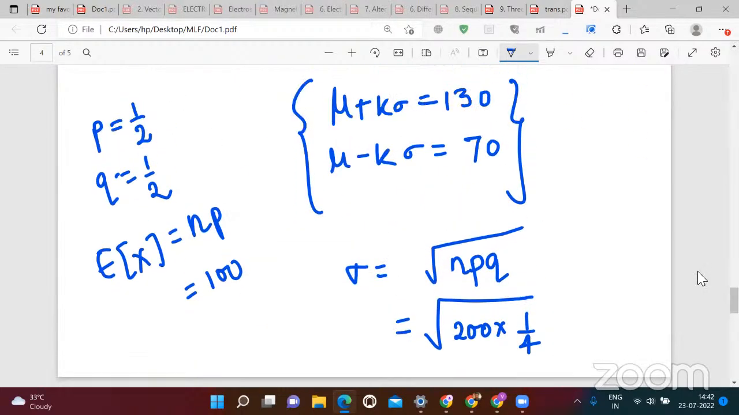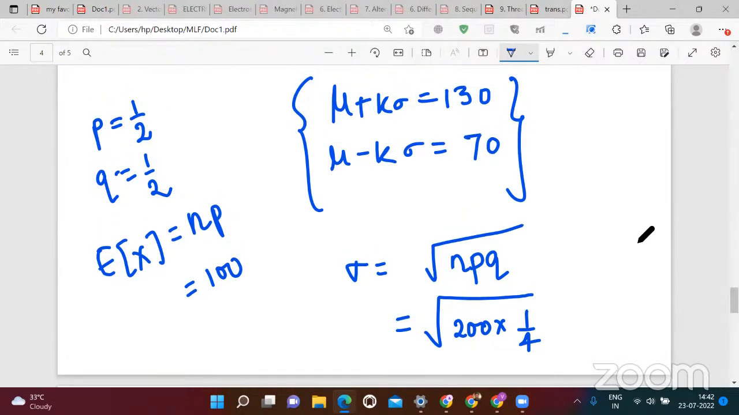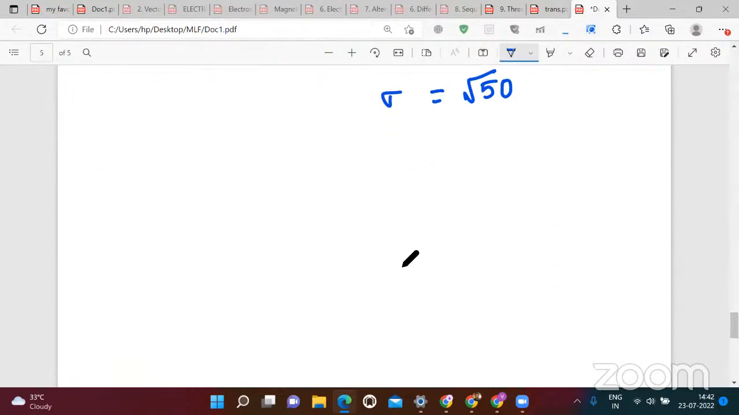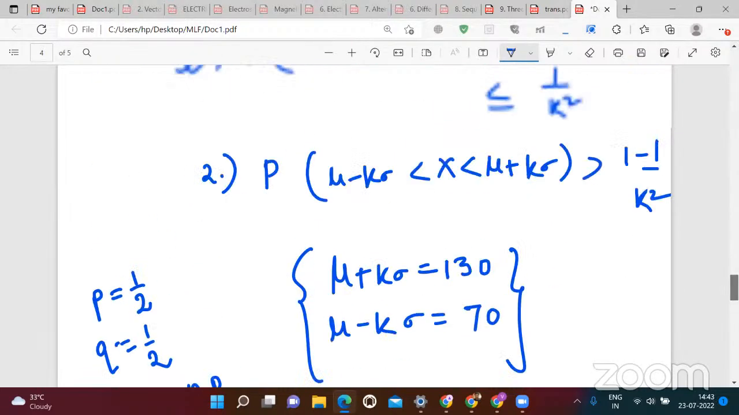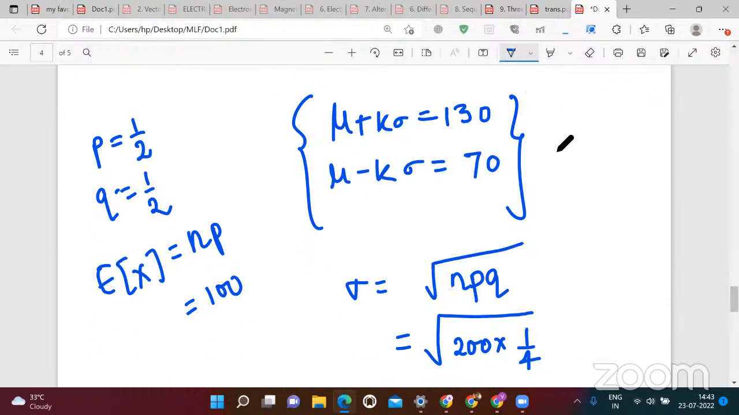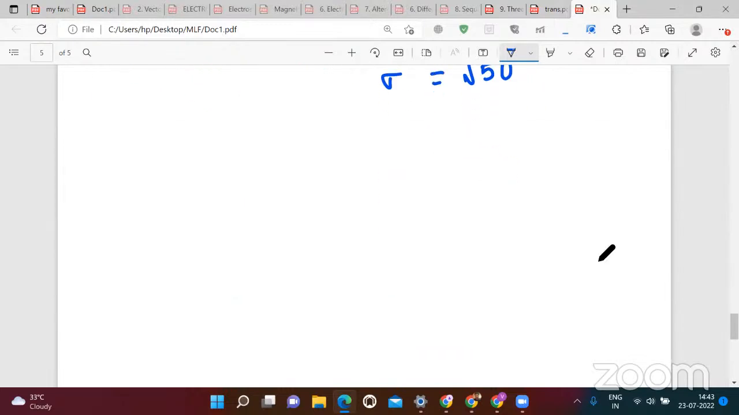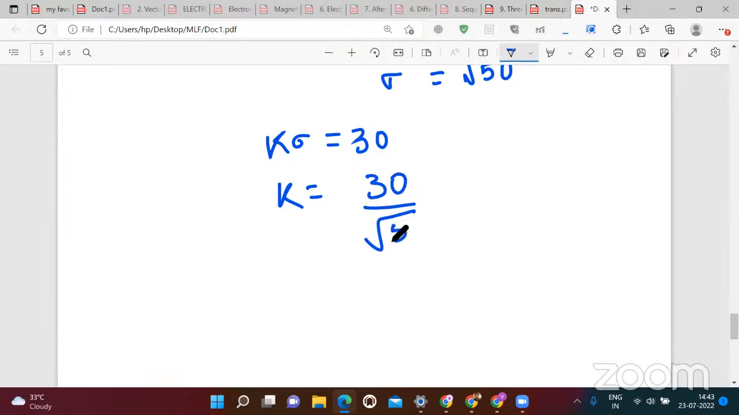Fine. Now you have the mu also, you have the k. Or else what you can do, you can just subtract this equation. So you'll be left with what? If you just subtract this equation, you'll be left with 2k sigma equals to 60. K sigma equals to 30. You just need k here. So if you have k sigma equals to 30 and sigma you already have, so the k equals to what? 30 upon root of 50.